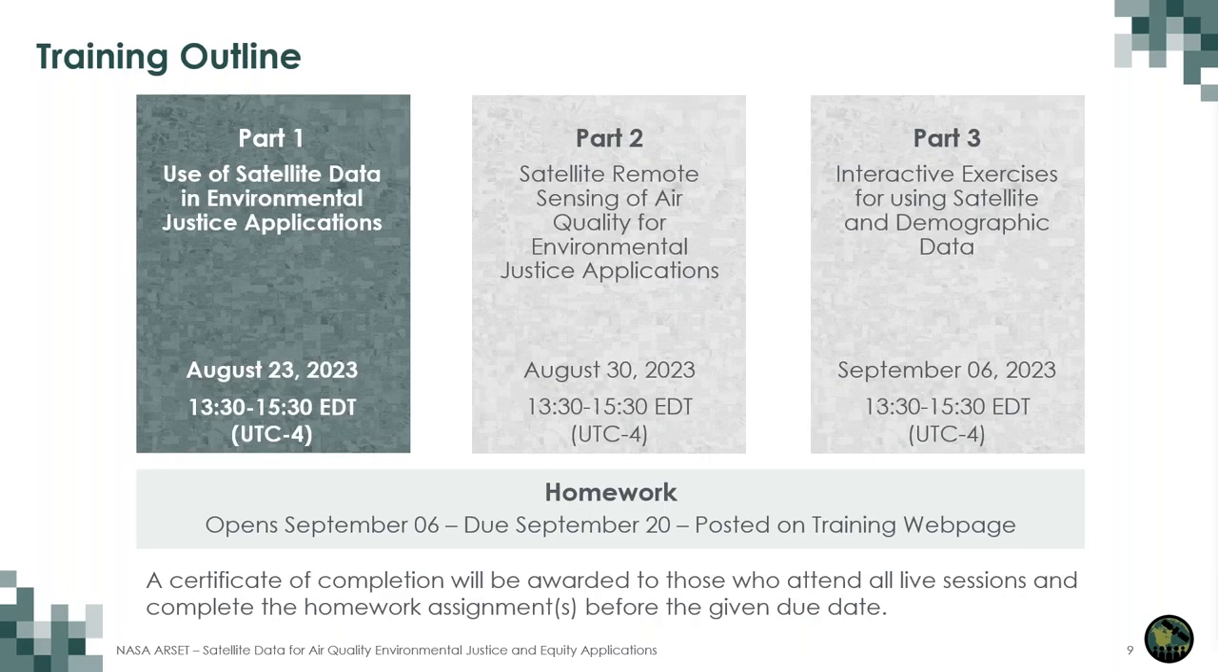Here, we can see an outline of the training series. It will take place over 3 weeks and consist of three parts, each 1.5 hours plus a 30-minute Q&A. All presentation slides, recordings, and Q&A transcripts will be available on our training page. There will be one homework assignment, which will open on the date of the final part on September 6th. It will remain open for 2 weeks and close on September 20th. A certificate of completion will be awarded to those who attend all live sessions and complete the homework assignment before the given due date.